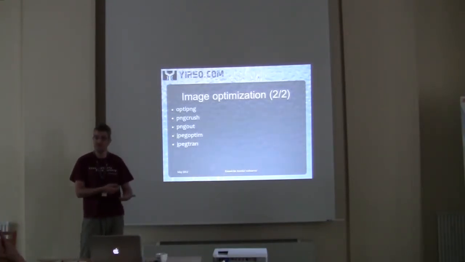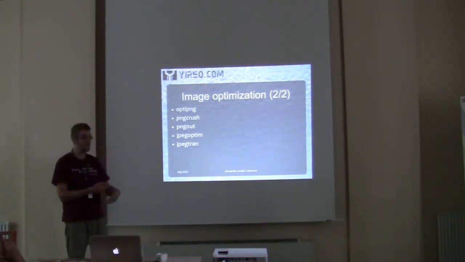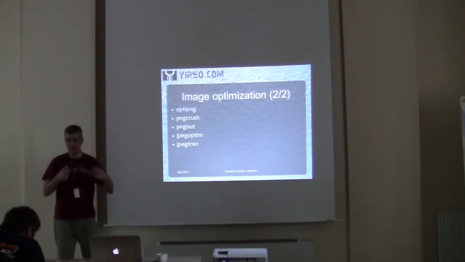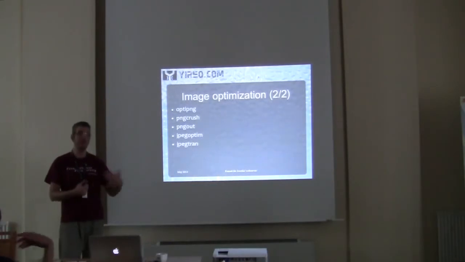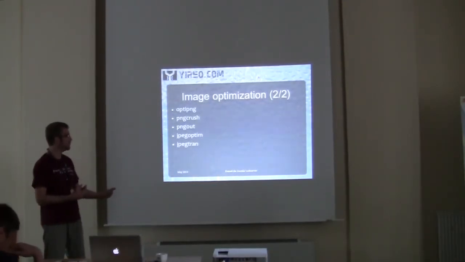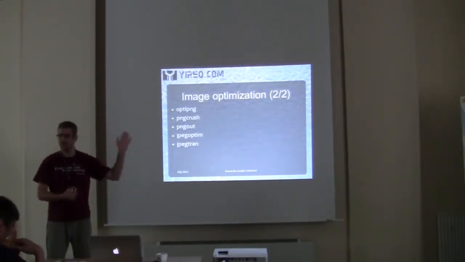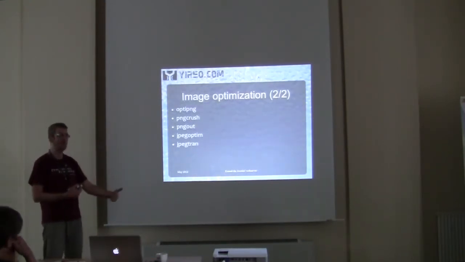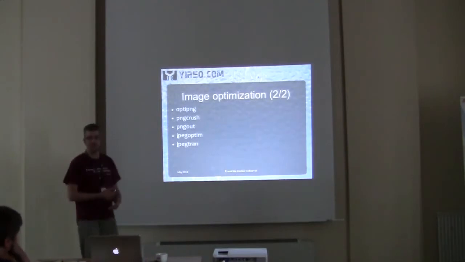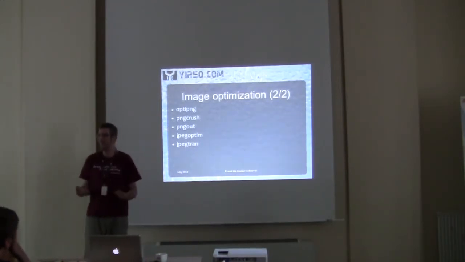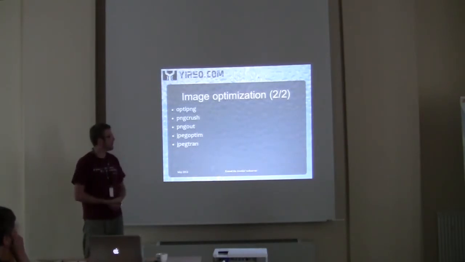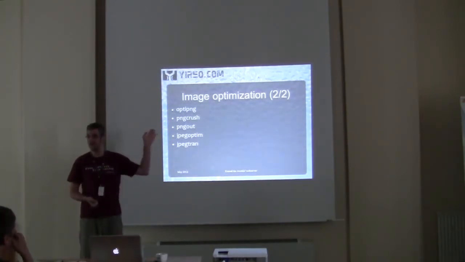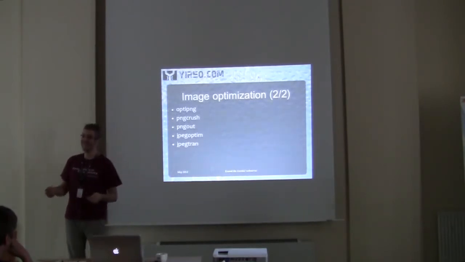So one PNG image could be totally compressed using various techniques, but it takes a couple of minutes to do so. If you do that for one folder with 1,000 images, you know you're busy optimizing things for a couple of hours. So doing that through a web interface makes no sense. Doing that from a shell makes much more sense. Who's familiar with these tools? Have you used them? Okay.